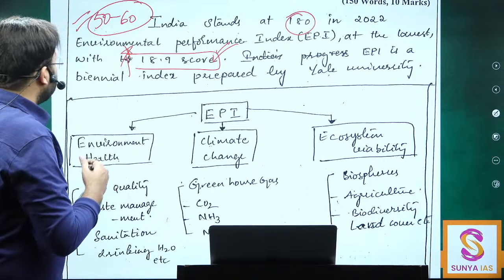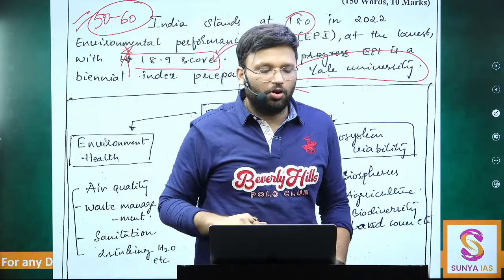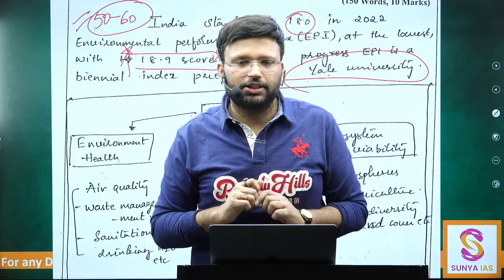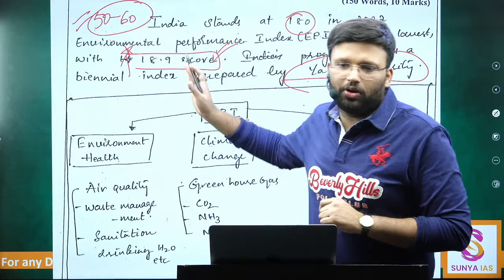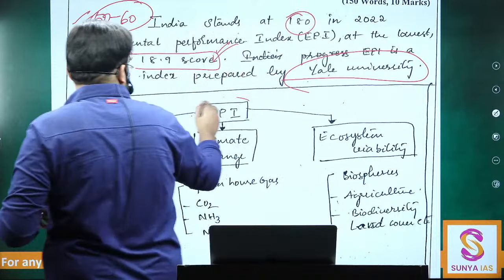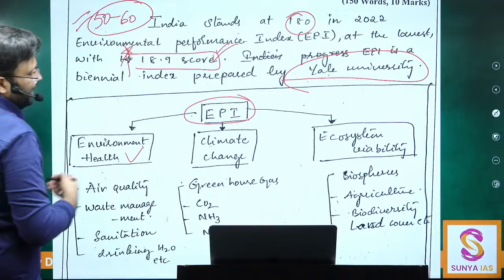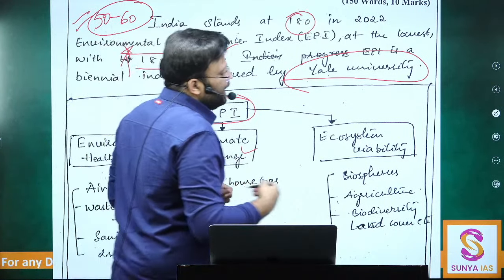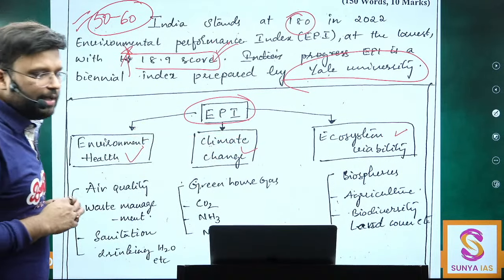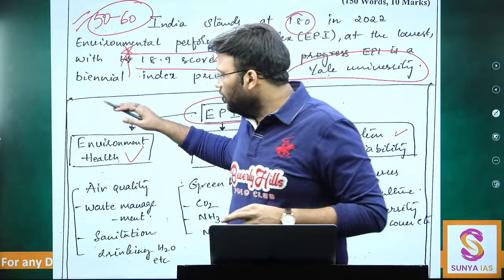EPI is a biennial index prepared by Yale University. So the candidate has clearly laid down the context of the answer, that this is regarding a report, the score is this, the index is this. Now they have talked a little bit about EPI, how it deals with environmental health, climate change and ecosystem viability. So this is a good way. Why? Because in the whole question we will be talking about EPI.